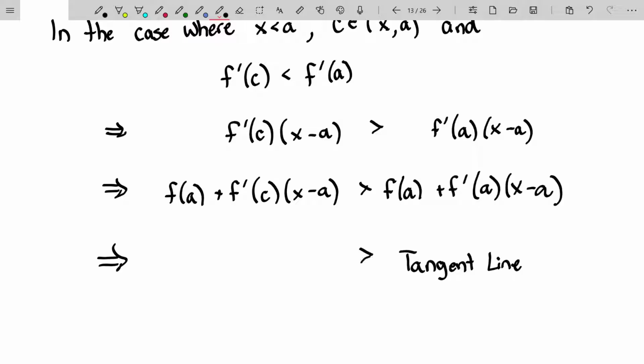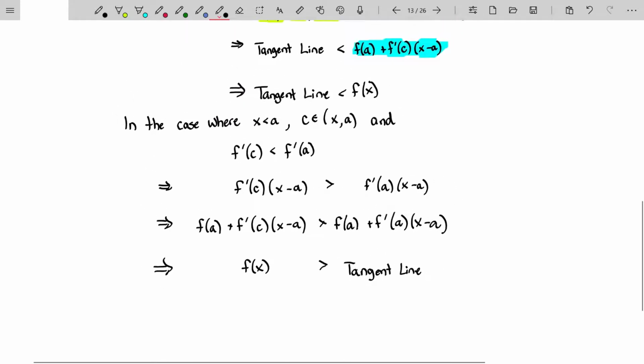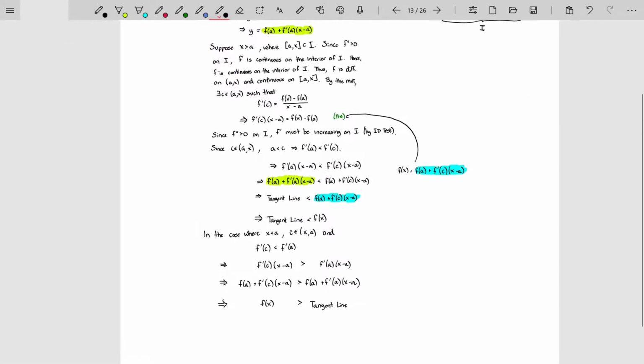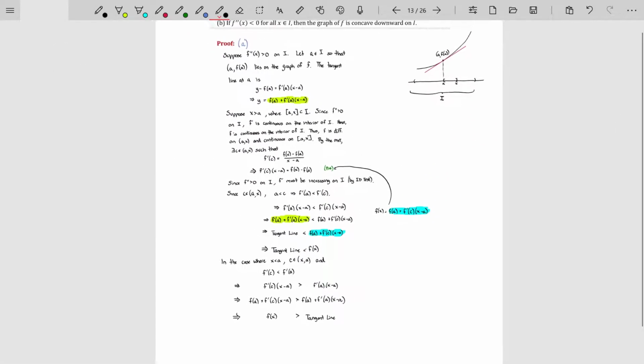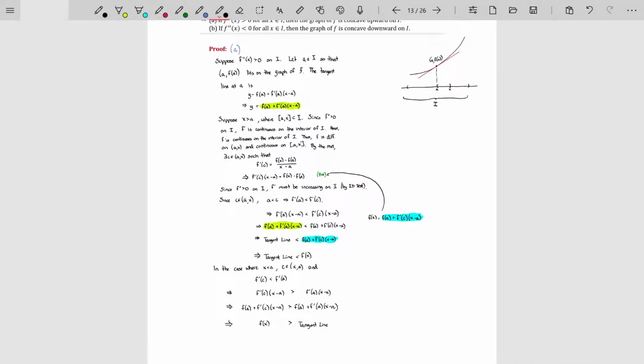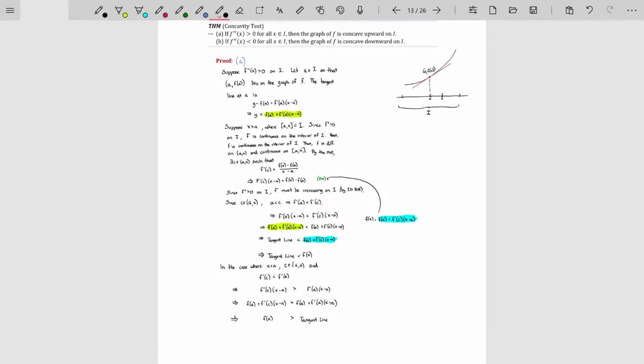And the left-hand side of this inequality is actually f of x still. So in both cases, the function lies above the tangent line, and so therefore we have proven, at least for part A, which is all we're going to do, that if our second derivative is positive, then our tangent lines lie below the curve. That is, by definition, the curve is concave upward. QED. So that is completely done.